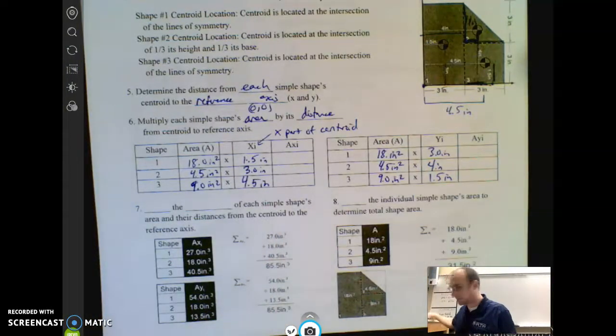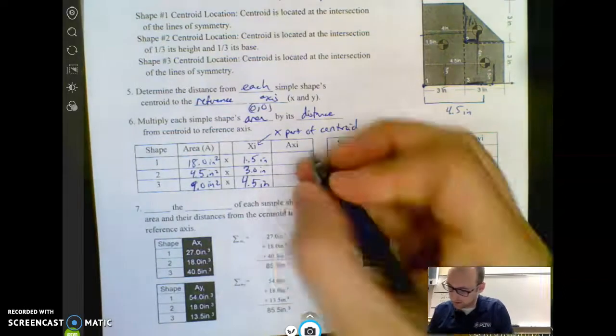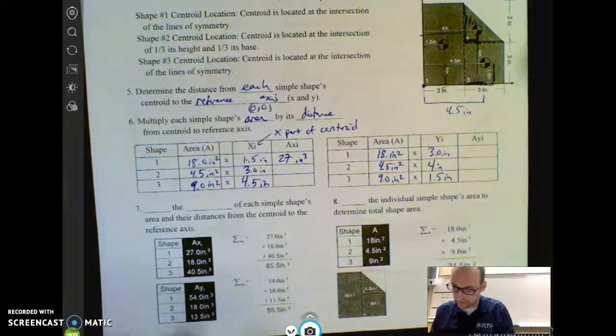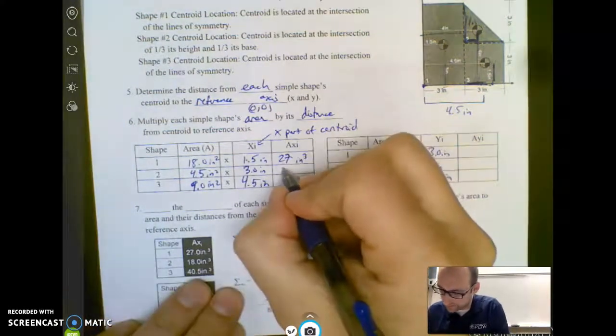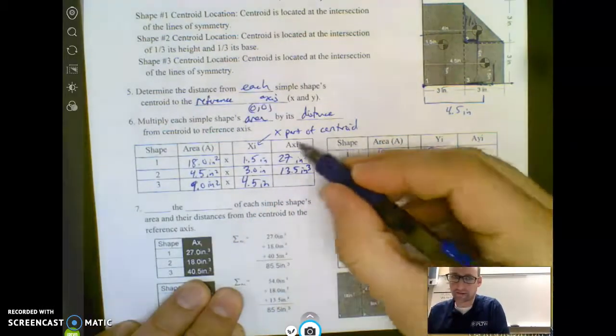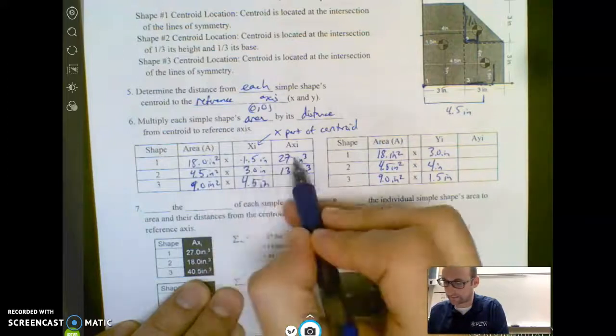So if I multiply these out, I get 18.0, or 18 times 1.5. I get 27, and my units are inches cubed, which is weird. My next one, 4.5 times 3 is 13.5. So I'm going to go through and do those for my x's. I'm just taking that times that.